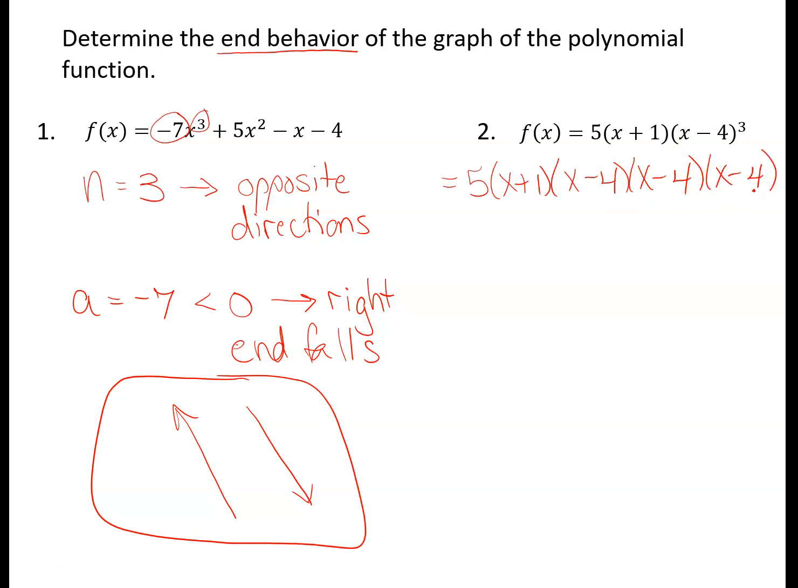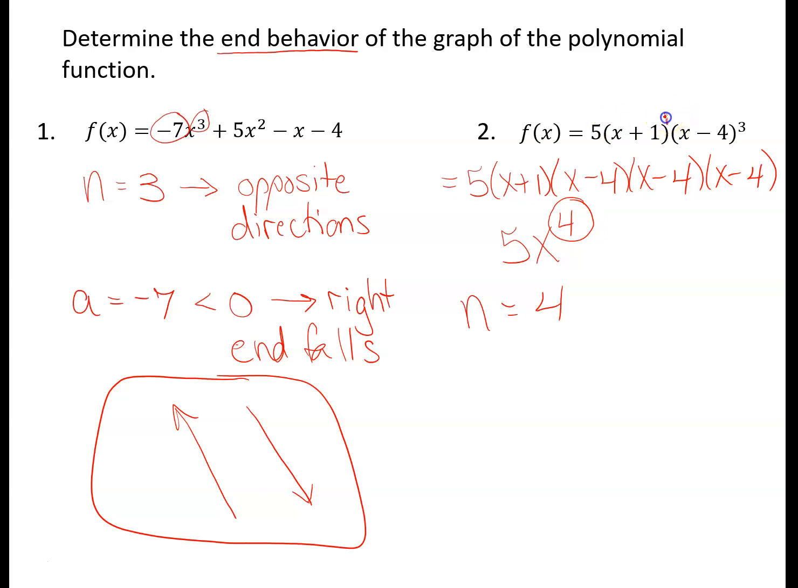Now let's just think about multiplying all of the x's together. So you've got x times x times x times x, and you'd still have your 5 out front, and x to the 4th. Now, it doesn't matter what all the other terms are because that would end up being the degree. Okay, n is 4.